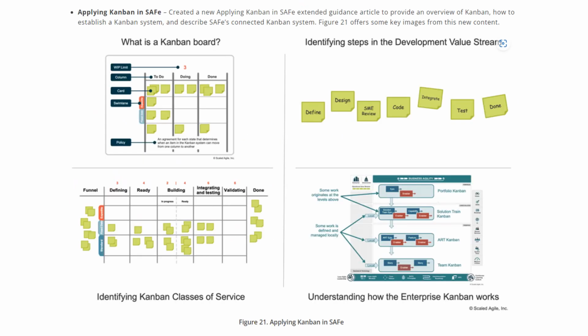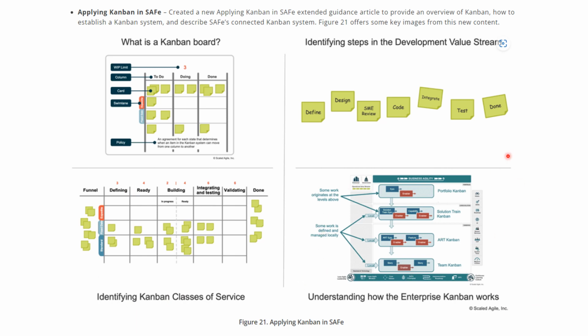The final aspect in the new things of accelerating flow is applying Kanban in SAFe, right? They have created new applying Kanban in SAFe extended guidance articles to provide an overview of Kanban, how to establish a Kanban system, and describe the SAFe connected Kanban system. If you look at this picture, it talks at a high level about the Kanban board, identifying the steps in the development value stream, identifying the Kanban classes of service, and understanding how enterprise Kanban works.